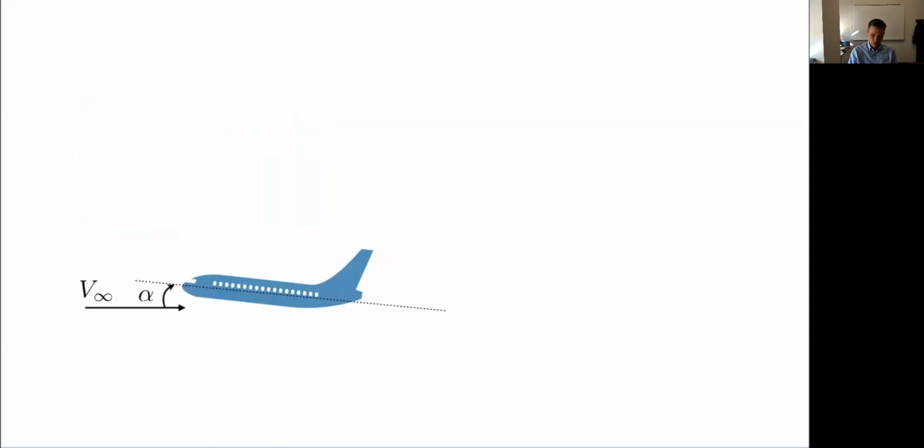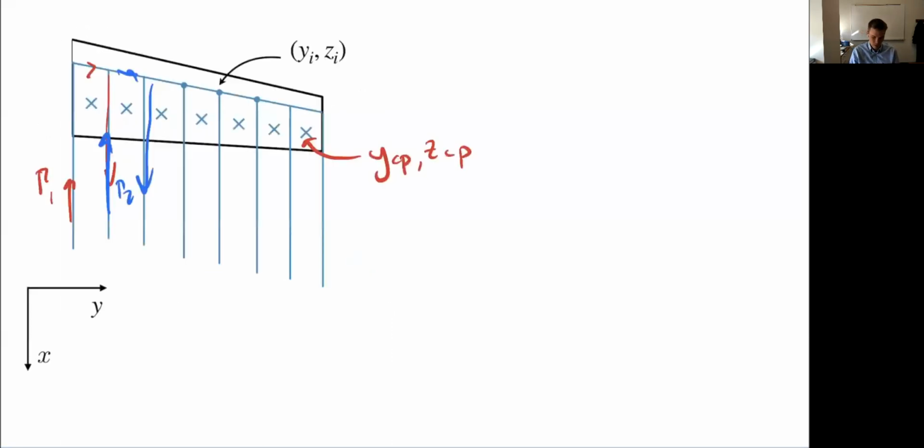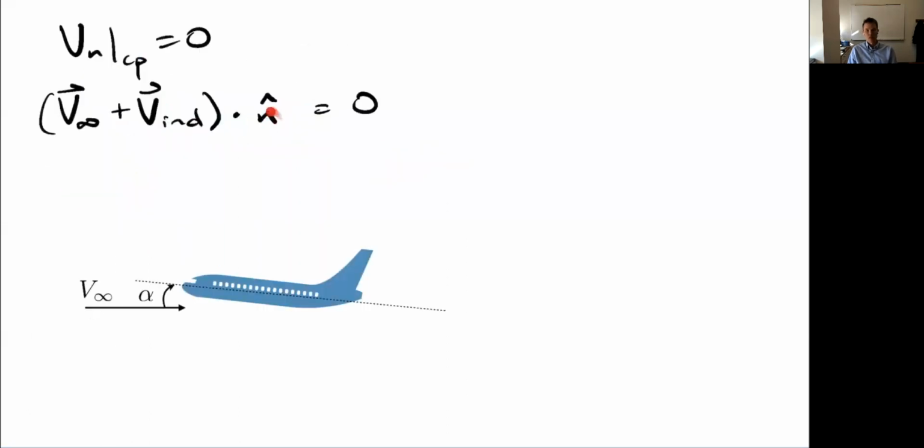Well, to determine that, I need to enforce my boundary condition, which is that the normal velocity evaluated at all the control points has to be 0, right? My no flow through condition. Or in other words, my free stream velocity plus my induced velocity, that's induced from all of the vortices, that velocity dotted into a normal vector at each control point has to be 0. I'm just going to drop the control point notation, but we know we're evaluating each of these quantities at each of these control points, and we want to make sure that that normal velocity is 0 to satisfy my boundary condition.